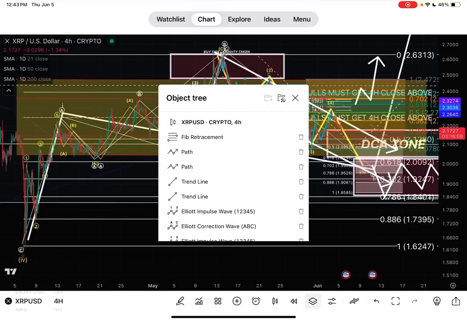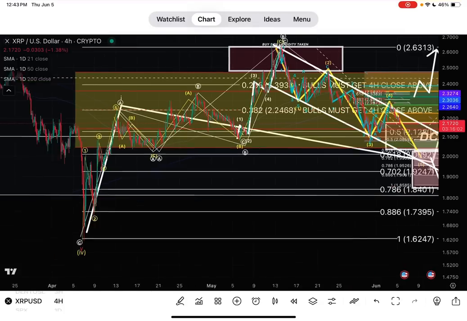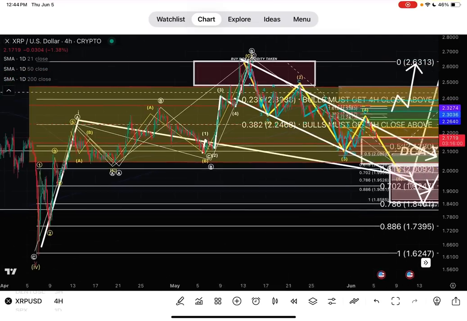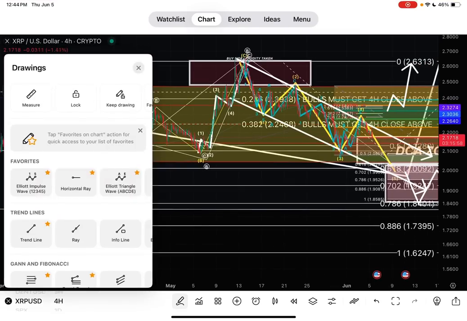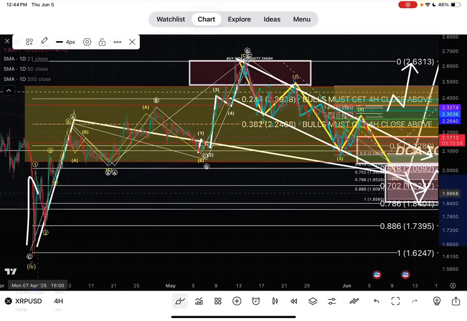Let's take a look at XRP over here, going all the way back to April 7th. What do we see on the chart over here? We have a 5-wave move to the upside in the form of a leading diagonal. Notice how the waves are overlapping over here, right?